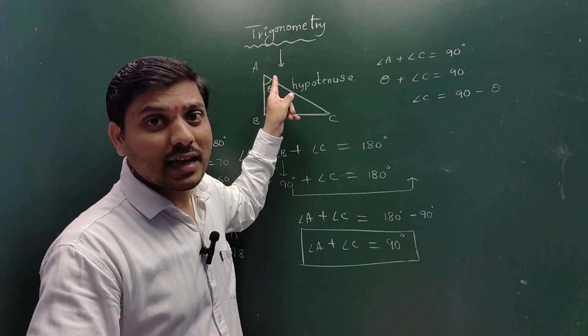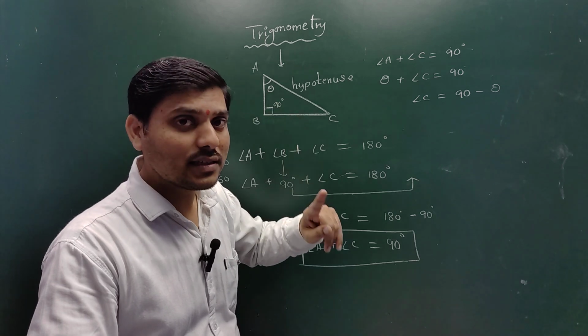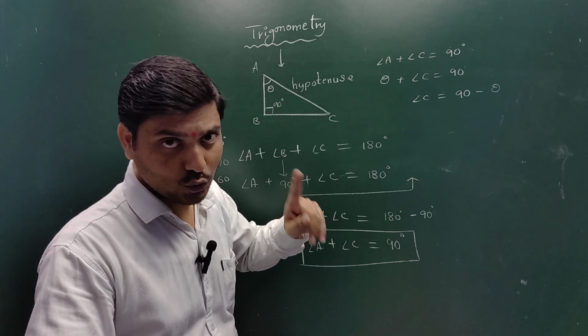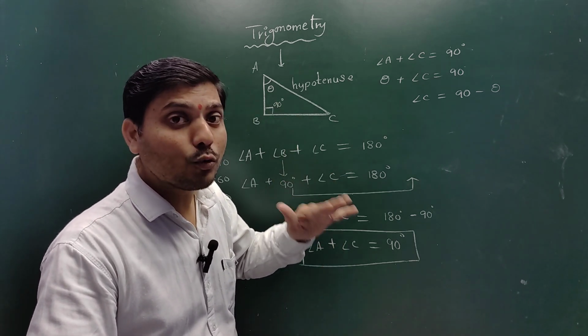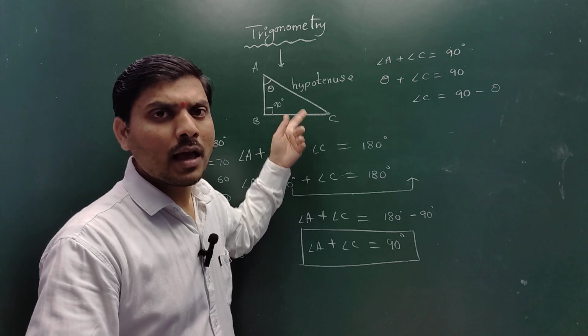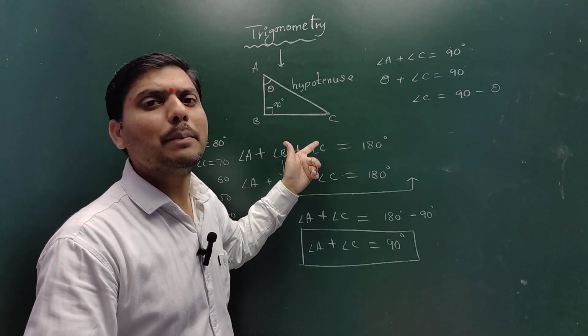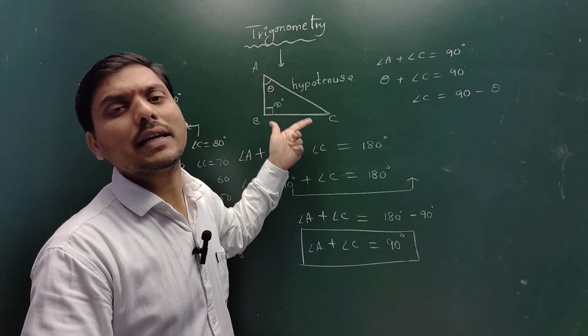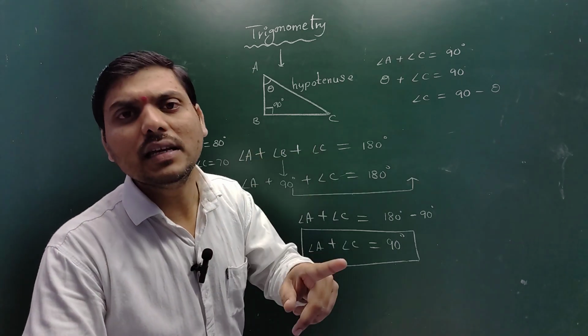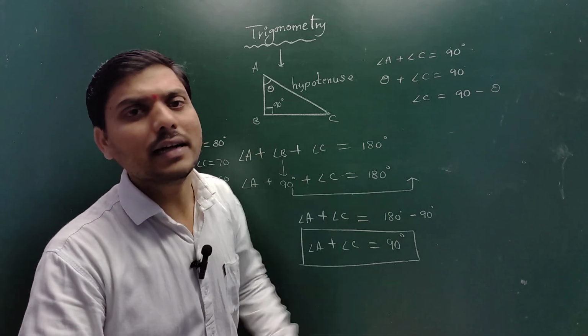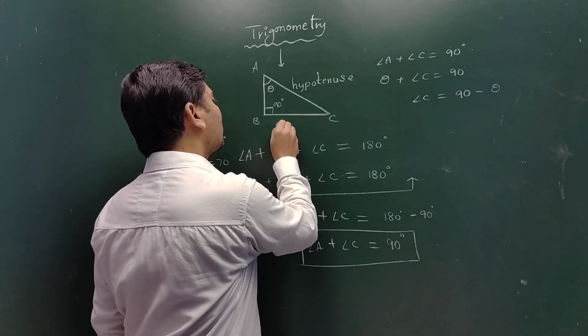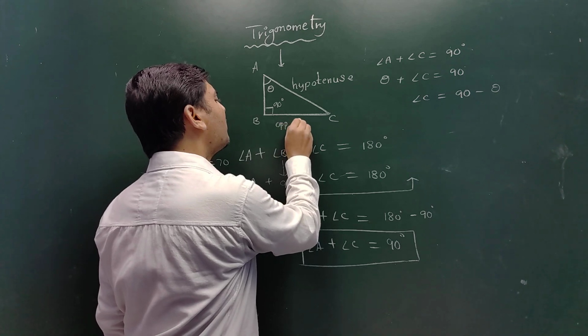Capital A vertex has some angle, that angle is theta, the theta is an acute angle, and the side opposite the acute angle is BC. Angle A opposite side BC. Now the BC name is the opposite side.